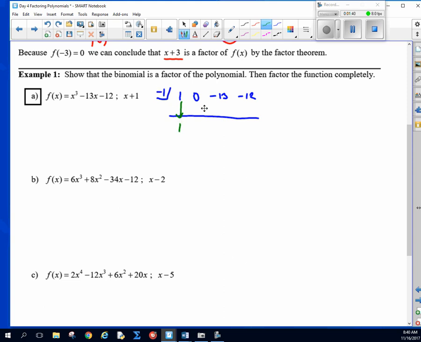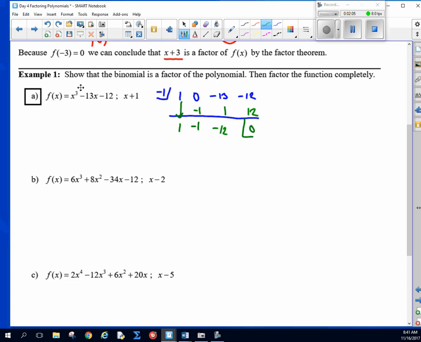Negative 1 times 1 is negative 1. 0 plus a negative 1 is negative 1. Negative 1 times negative 1 is 1. Negative 13 plus 1 is negative 12. Negative 1 times negative 12 is 12. Negative 12 plus 12 is 0. So 0 tells me that it's a factor.